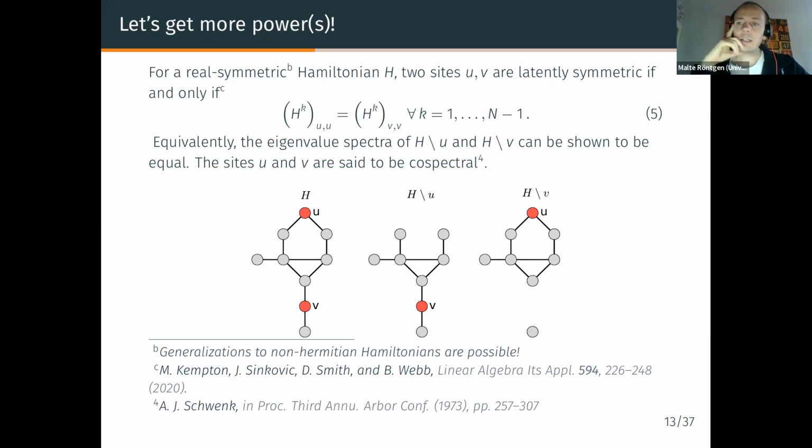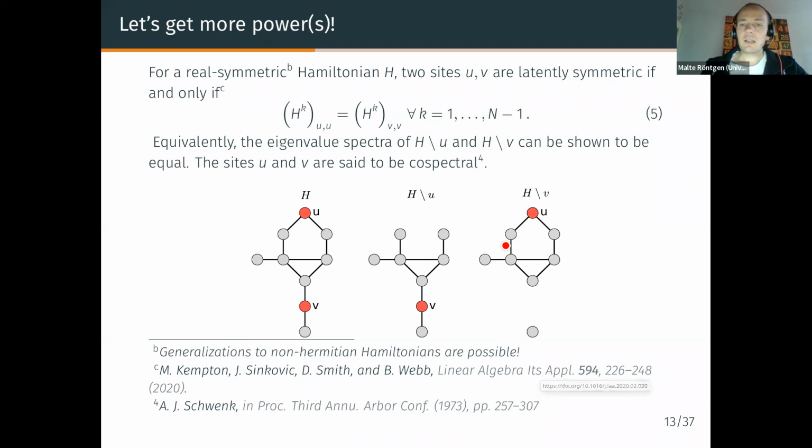And what I find personally very intriguing about this is that it connects three seemingly very unconnected concepts. An effective Hamiltonian on one hand, the matrix powers on the other, and then going even further and connecting spectral properties of subsystems. And then what I find even more intriguing is that if you look at the citation down here, the concept of cospectral graphs and even of cospectral vertices has been done already in 1973 in graph theory.